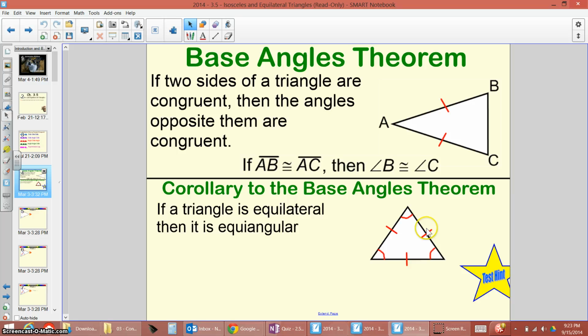are congruent. We don't necessarily know how big they are. They could be huge or they could be little. But we do know that they are equal to each other. So be careful with that. It can get tricky quick.